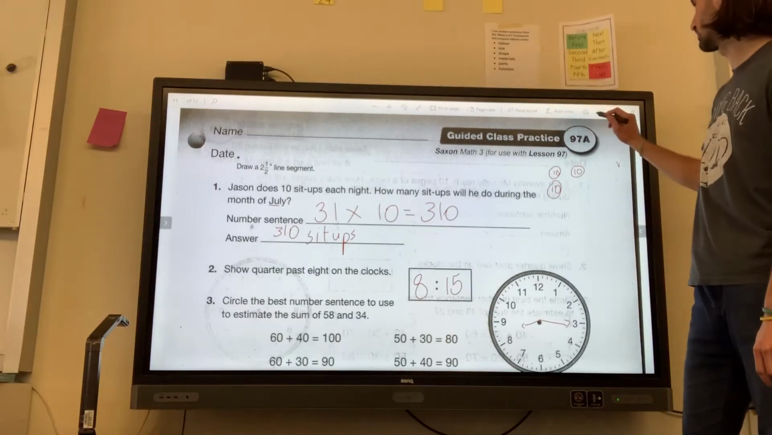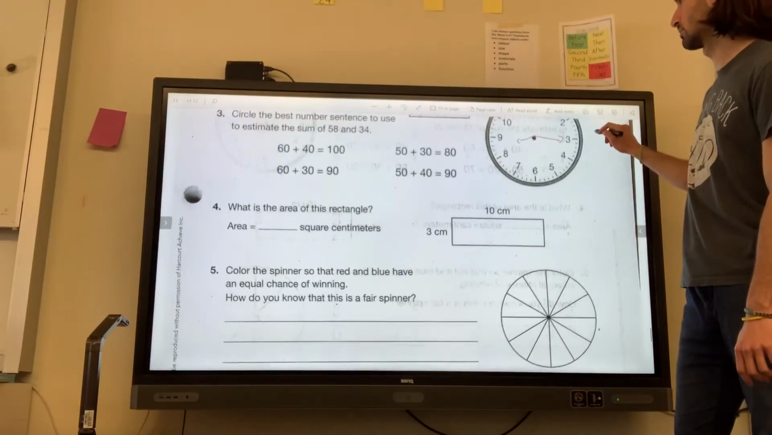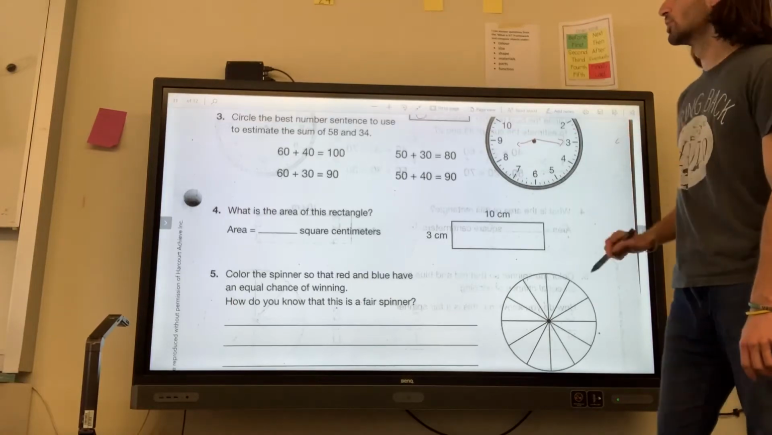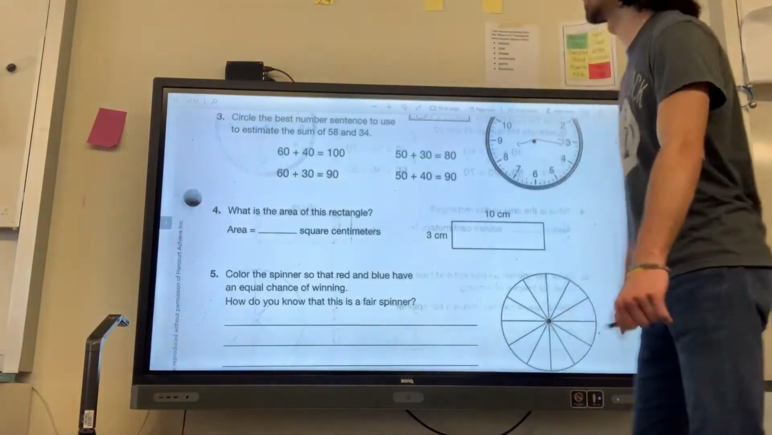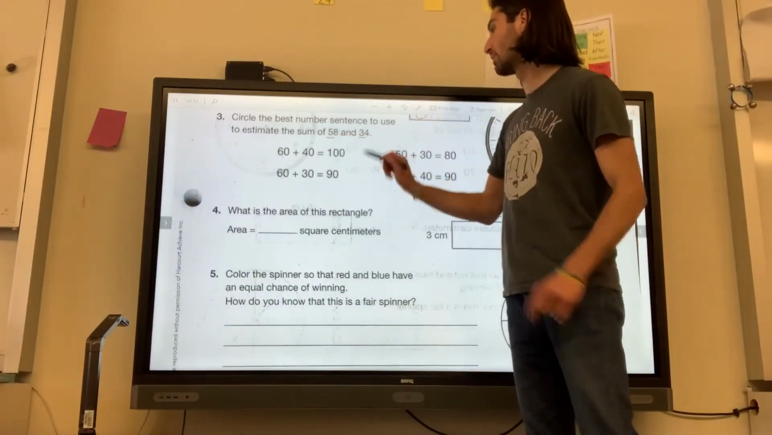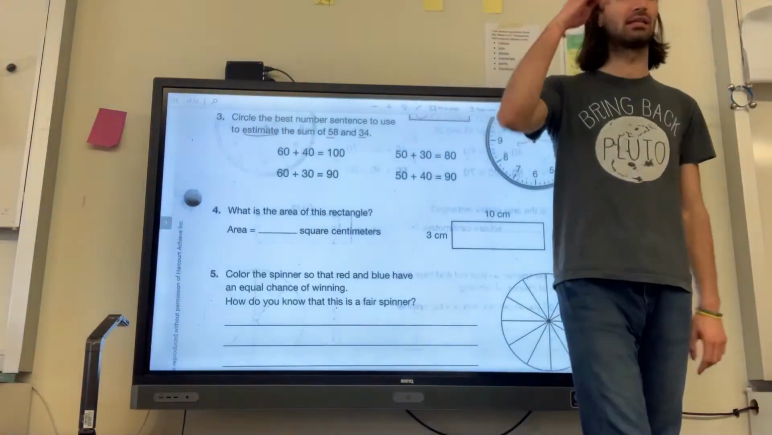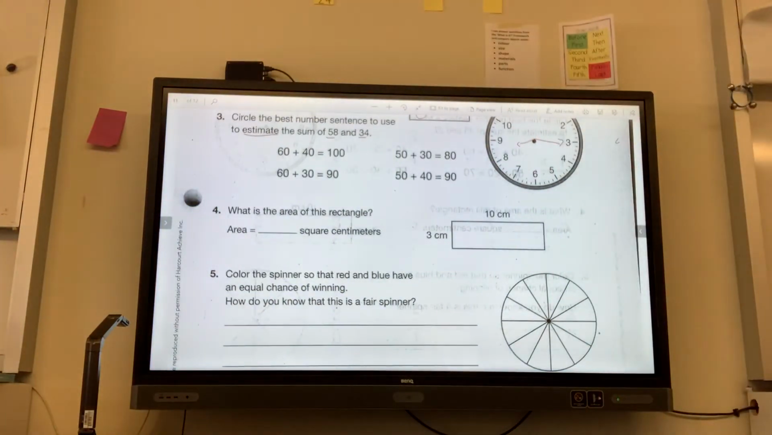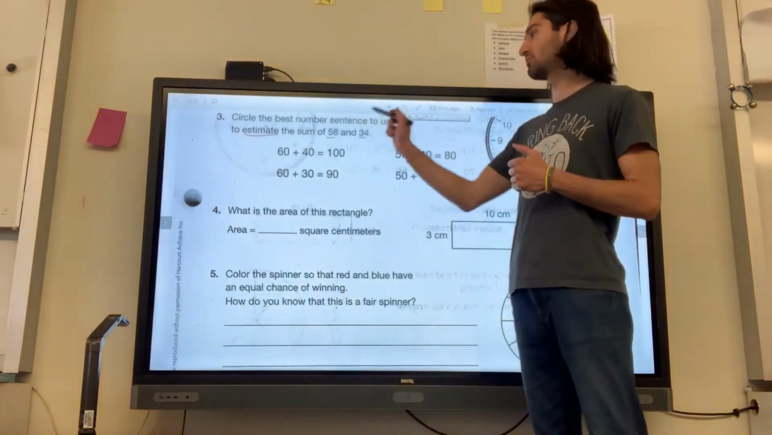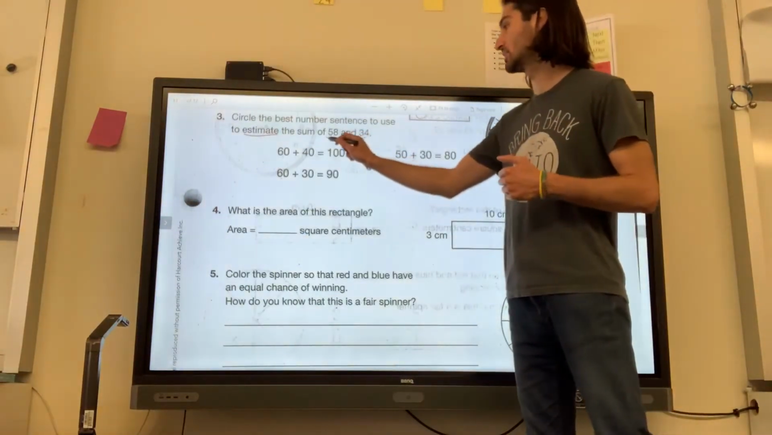Let's go to question 3. Circle the best number sentence to use to estimate the sum of 58 and 34. So what do we need to do? We talked about in the last lesson. Estimate means we are rounding to the nearest 10. So what does 58 get rounded to? 58 gets rounded to 60.